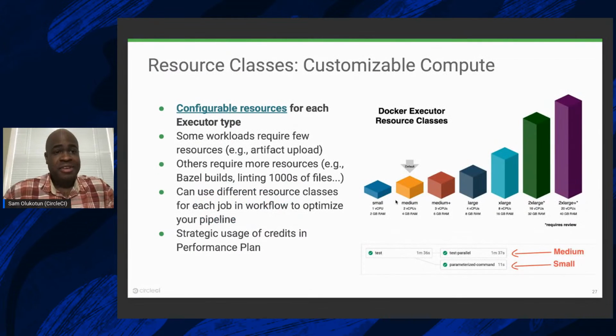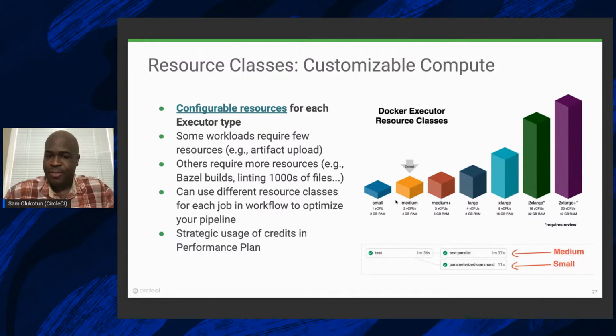In addition to that, CircleCI allows you to choose from a wide array of resource classes, giving you the ability to customize the compute that your jobs use within your pipeline. These configurable resources are available for each executor type on CircleCI. And when I say executor type, what I'm referring to there is the environment within which your build jobs are running. So for instance, you're going to be running on a Linux machine, a Docker machine, a Windows executor, or on Mac OS.